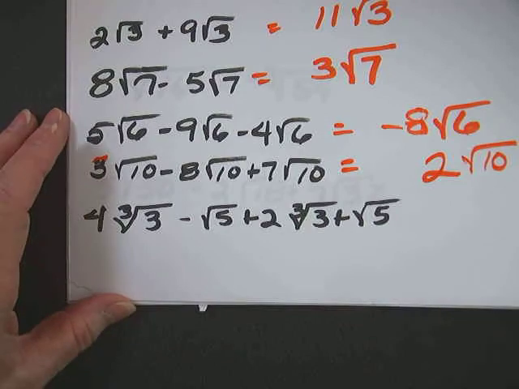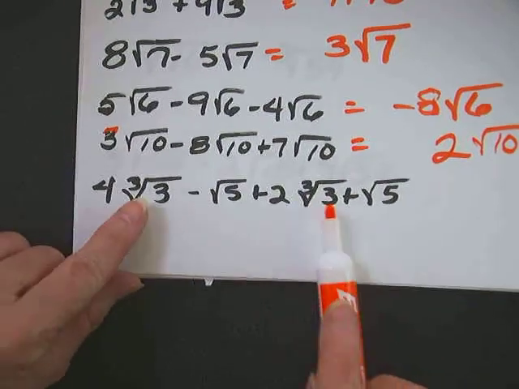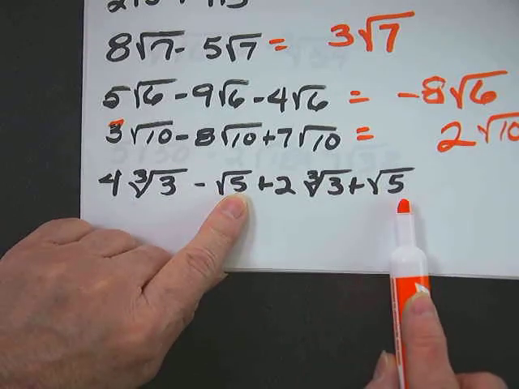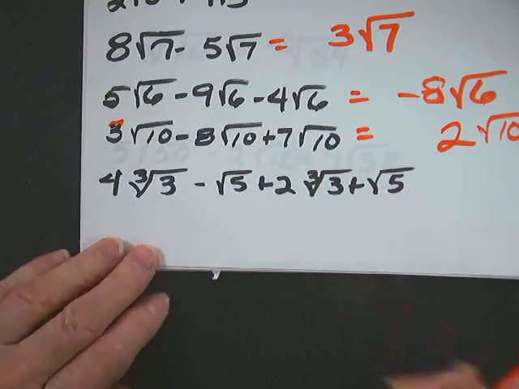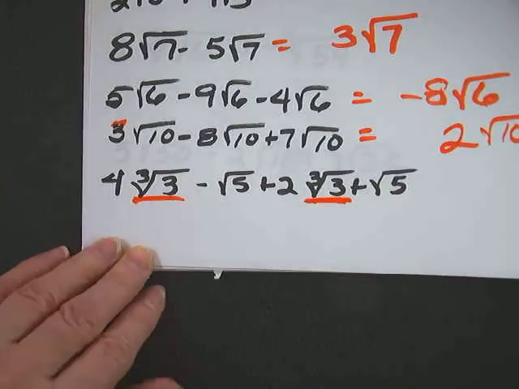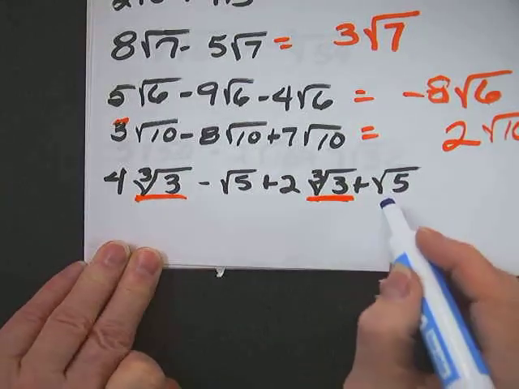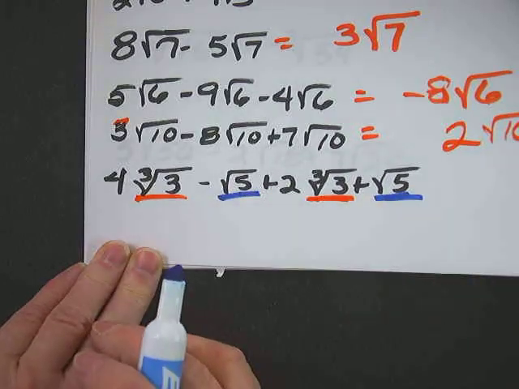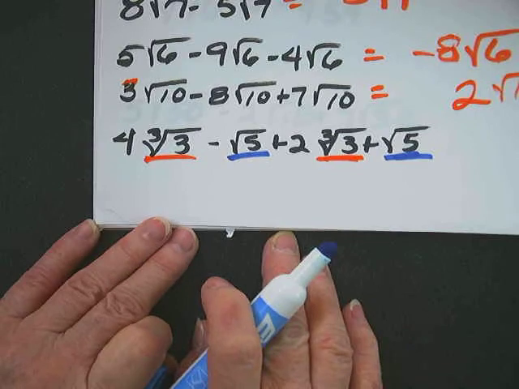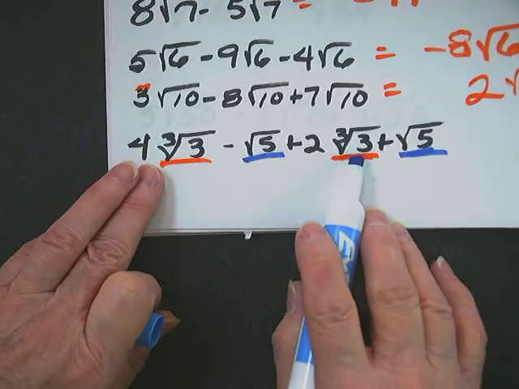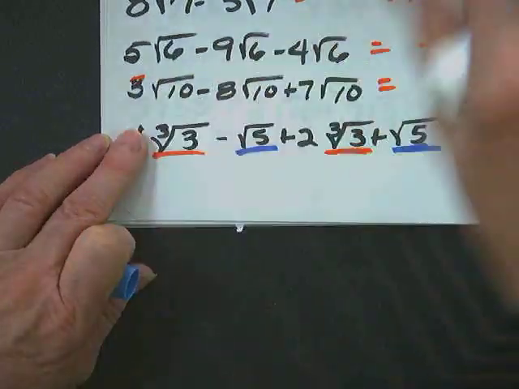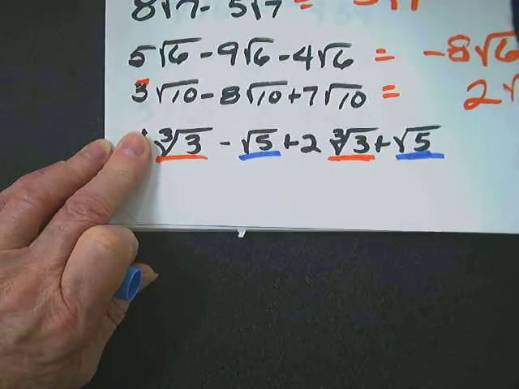Okay. Now we have one more like what we wrote before, where we had x's and we had numbers. These are like terms, and these are like terms, right? See, this has cube root of 3s. This has square root of 5s. See that? How they're different? They're not like terms. These are like terms because they're both cube root of 3s.